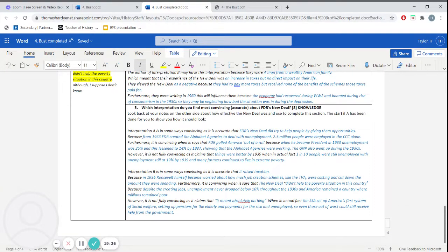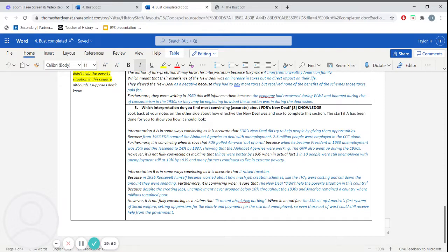Right, and then our last one, and this is the 8 marker. So the first thing you want to make note of is you should be spending more time on this one than the first 2, because this one's worth 8 marks. And this one is, which one do you find most convincing about FDR's New Deal?